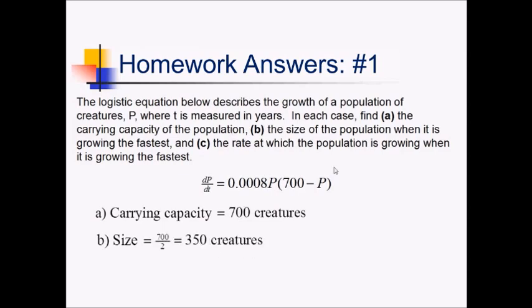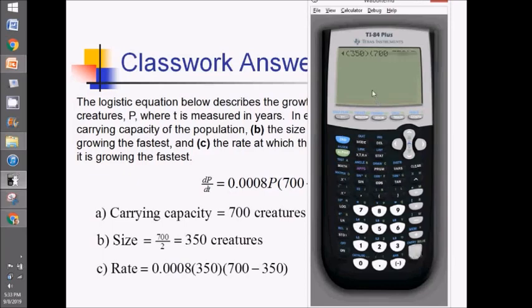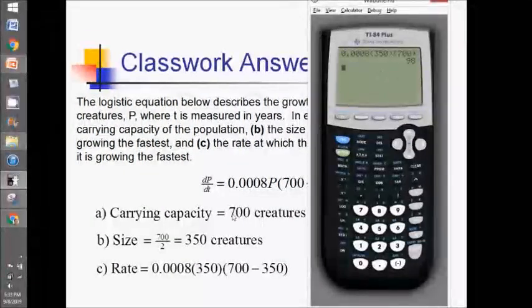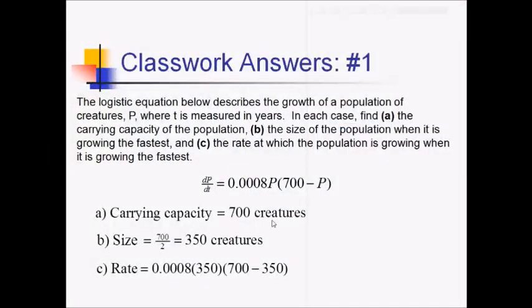And the rate at which the population is growing when it's growing the fastest, well, this is the rate of growth in general, this differential equation. In order to figure out the exact number, though, we need a p-value. Well, it's growing the fastest when p, the number of creatures, is 350. So we'll just plug 350 in for all the p's, and we'll just use the calculator to figure out the exact number. So plugging all that in, we end up with 98. So the rate is going to be 98 creatures per year.